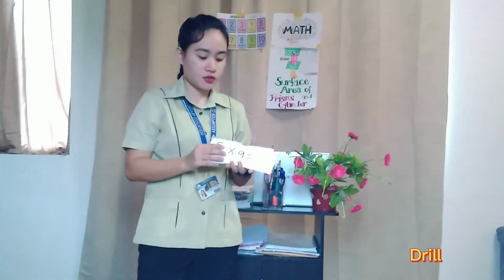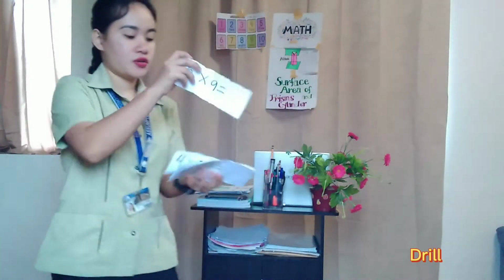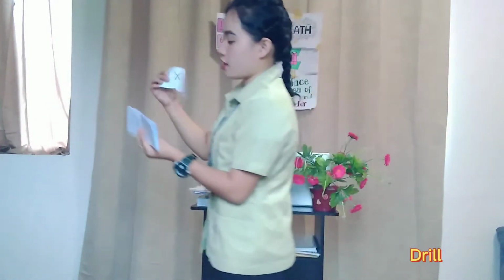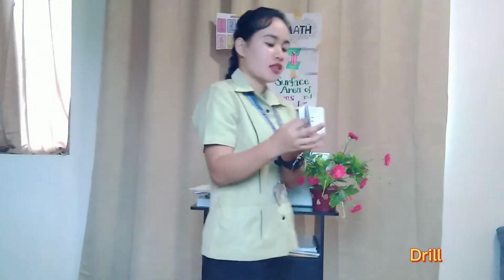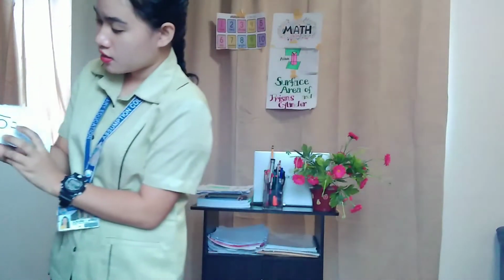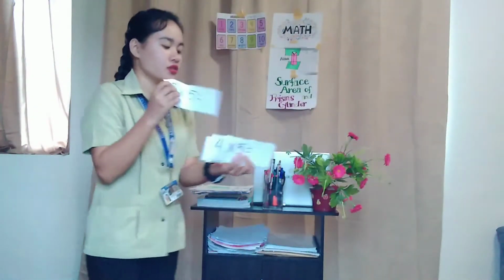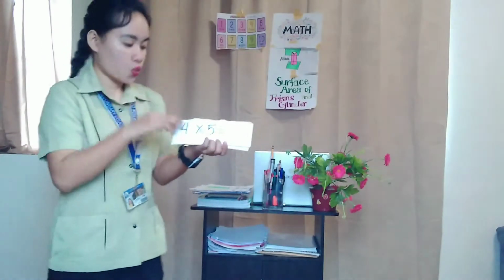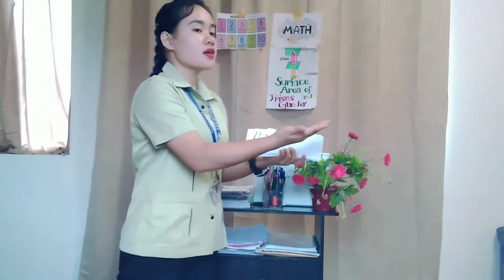Okay, let us start. 5 times 9 equals 45. Very good. Next, 5 times 6 equals 30. Next, 5 times 7 equals 35. Next, we have 5 times 8 equals 40. Next, 5 times 5 equals 25. Very good. Next, 4 times 5 equals 20. And the last, we have 4 times 4 equals 16.